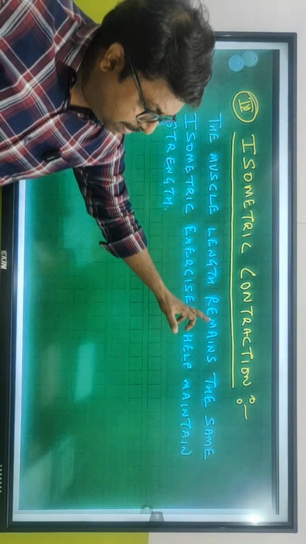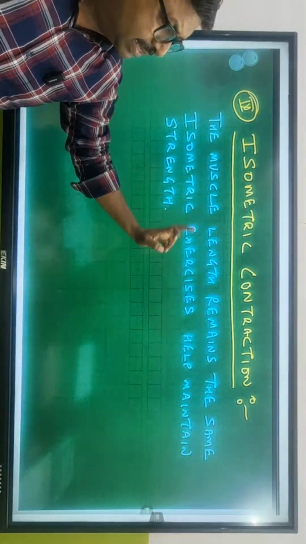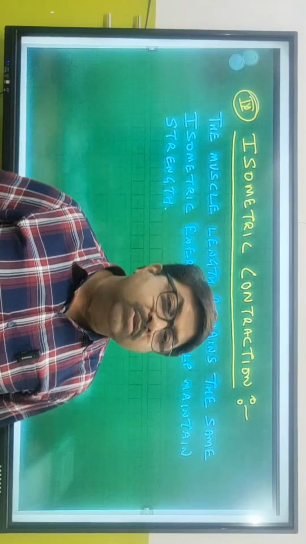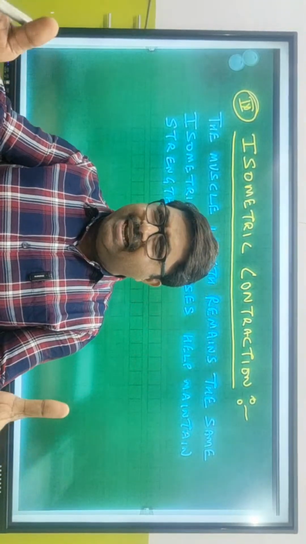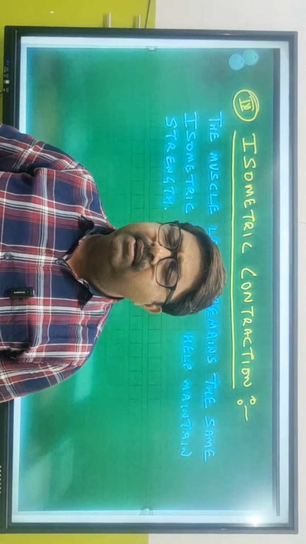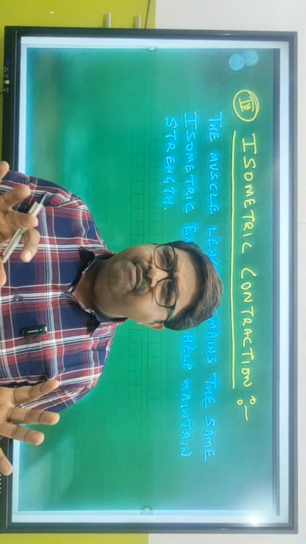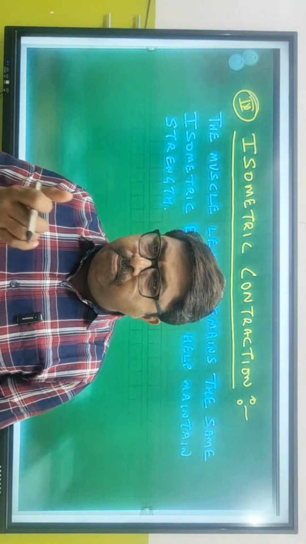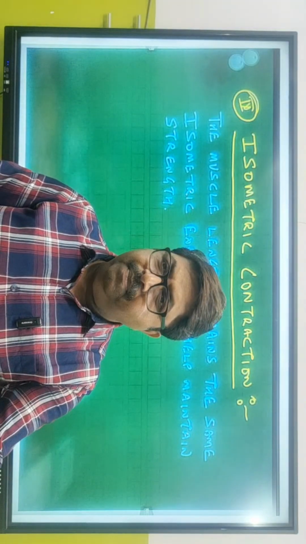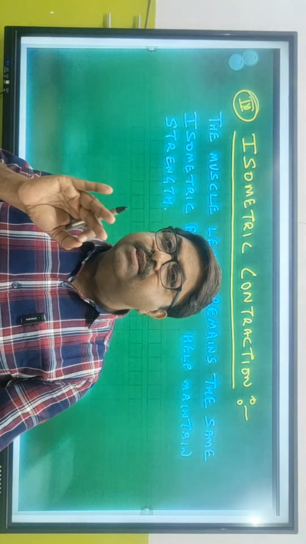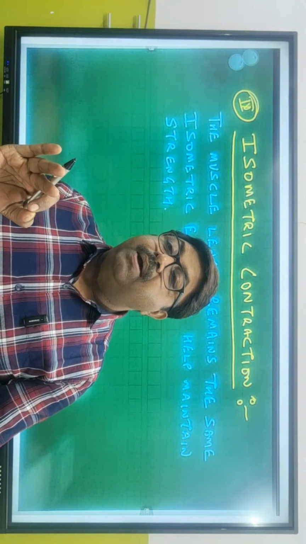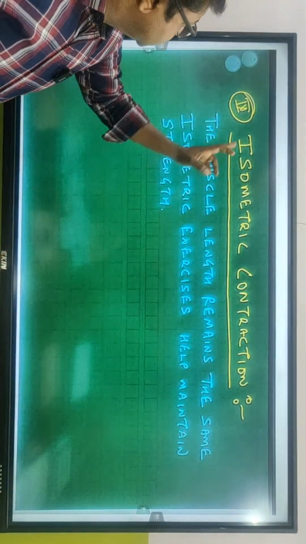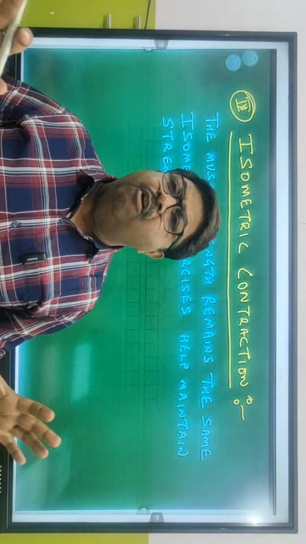So when the muscle length remains the same, isometric exercises help maintain strength. कौन सा? स्ट्रेंथ ट्रेनिंग। ऐसा सुन लिया ना, स्ट्रेंथ ट्रेनिंग। हाँ क्या होगा? लिफ्ट करेंगे या लिफ्ट ना करके भी स्ट्रेंथ ट्रेनिंग हो सकता है? प्लैंक करेंगे। कुछ पुल कर रहे हो, प्लैंक में, that's the last topic. क्लियर? So this is called isometric contraction. So these are the 9 different types of property of muscles.